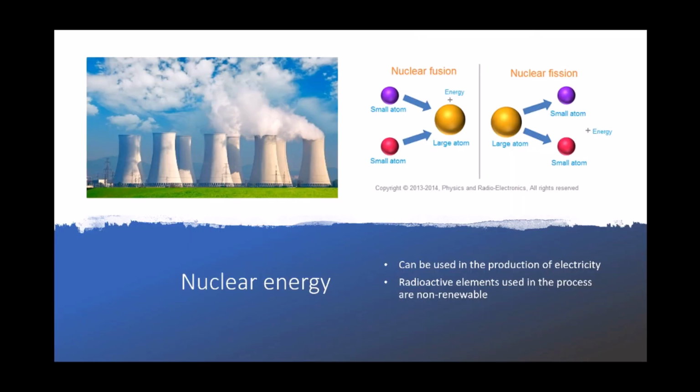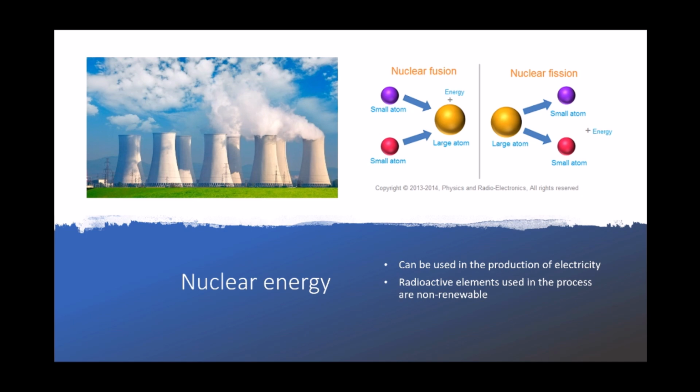Nuclear energy. This is our next non-renewable source. This can be used in the production of electricity. In this process, you've got two main nuclear reactions you can have. You can have fusion and fission reactions. Fusion reactions are very powerful. It's basically the combination of two smaller atoms to form a larger one. And nuclear fission, also a very large amount of energy, not as much as nuclear fusion.